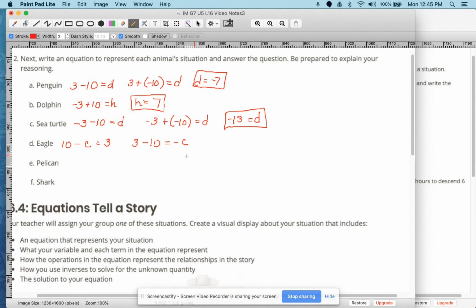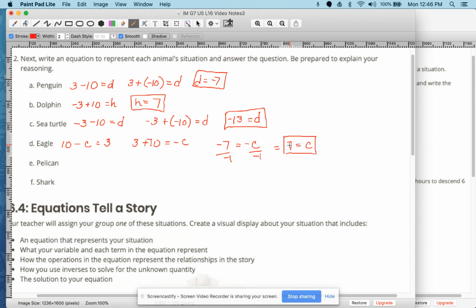So let's do this. We've got adding the opposite. And when we add the opposite, we take the difference. So the difference between 3 and 10 is 7. We know it has to be a -7 because the absolute value of -10 is larger. So -7 equals -C, but I want to know what C equals. So basically, if I have -7 and a negative equals a -C, I can divide by -1 on both sides to get rid of that negative. And I'm going to get 7 equals C.